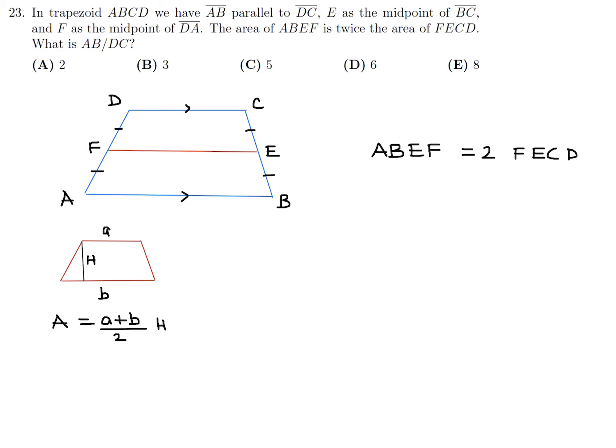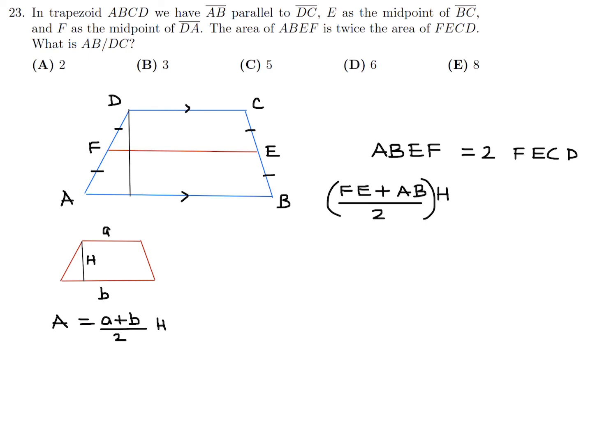So we will basically use that formula on this equation that was provided to us by the question stem. So ABEF will be (FE plus AB) all over 2 times our height. Now, I've got to draw in a height here, so I'll do that. Let's see here. The height I'll draw from D like that.